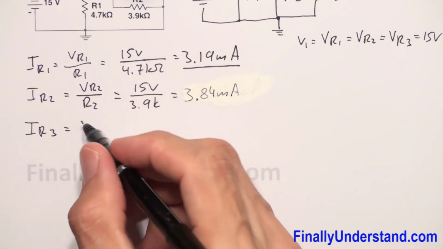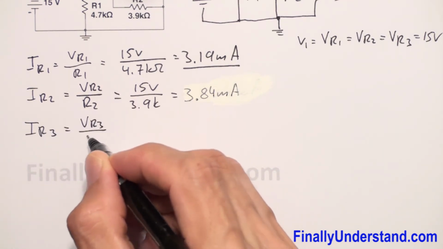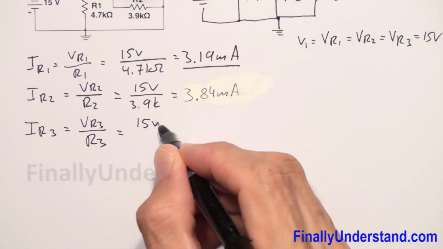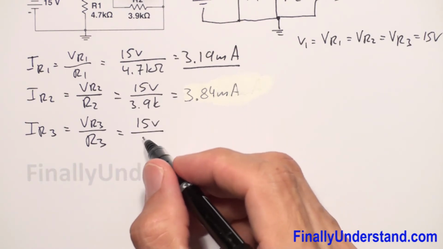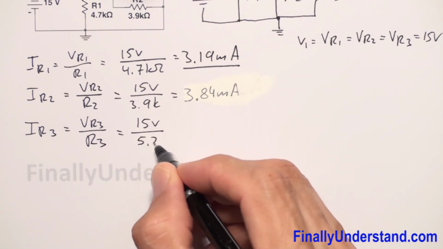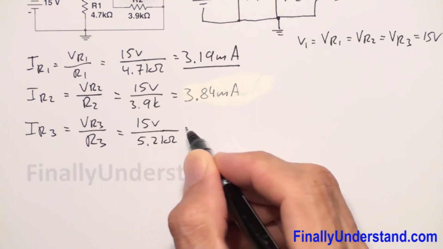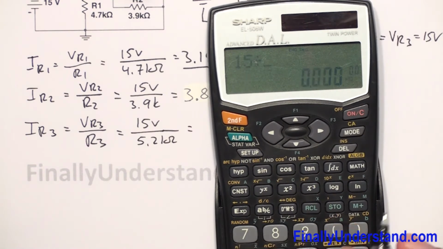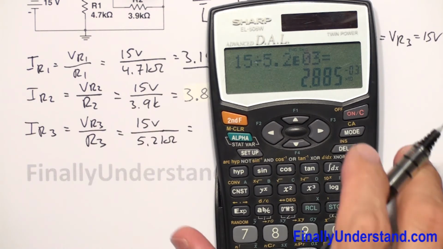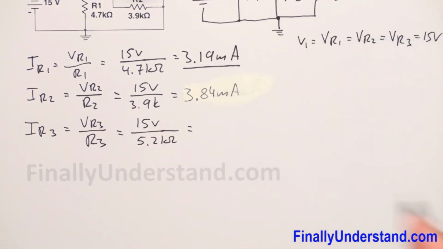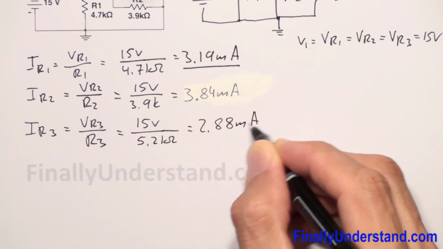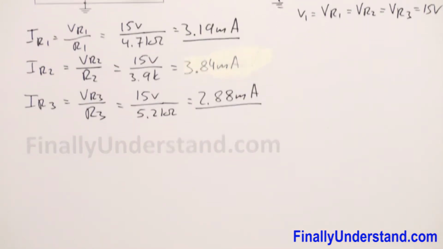Okay, next I'm supposed to find current which goes through resistor R3. So IR3 is equal VR3 over R3, which is equal 15 volts over 5.2 kilo ohms. This is equal 15 divided by 5.2 exponent 3. This is equal 2.88 milliamps.